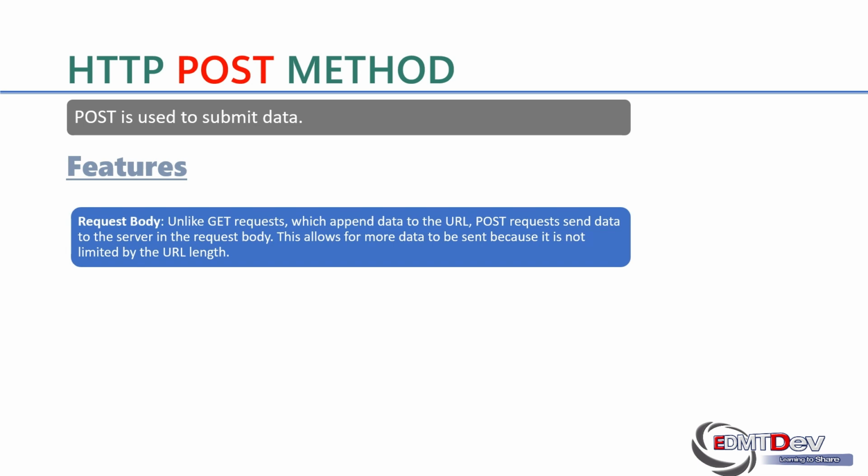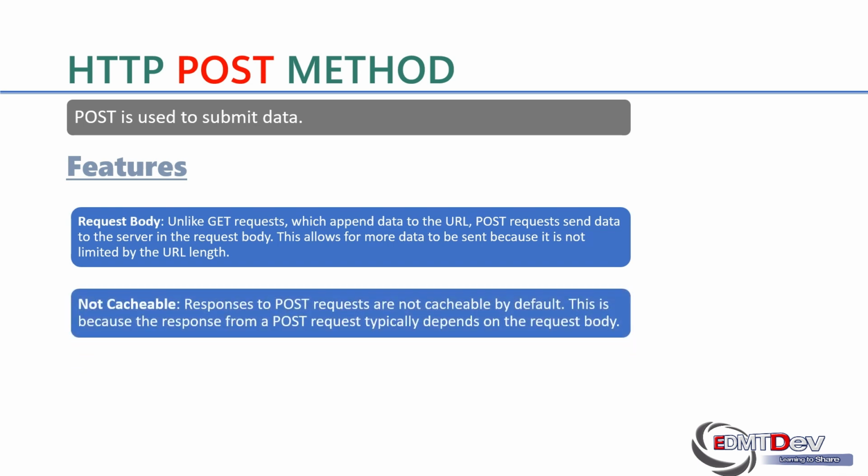Request body. Unlike GET requests, which append data to the URL, POST requests send data to the server in the request body. This allows for more data to be sent because it is not limited by the URL length. Not cacheable. Responses to POST requests are not cacheable by default. This is because the response from a POST request typically depends on the request body.